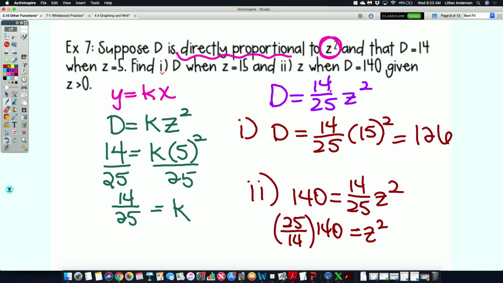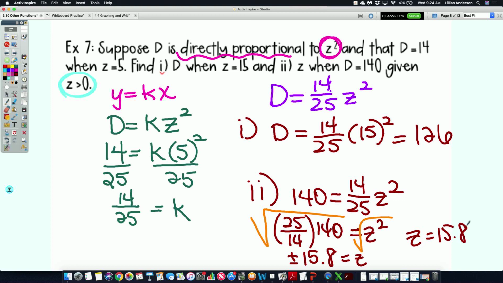Now, I mentioned it before, when you take the square root of both sides in an equation, you cannot forget your what? Plus or minus. You can't forget your plus or minus. I want to specify that because even though it does give you the stipulation that z has to be greater than 0, if it says z is less than 0, they will want the minus answer. So don't forget your plus or minus. It is plus or minus 15.8 for z, but your final answer is the positive 15.8. Questions on direct variation?